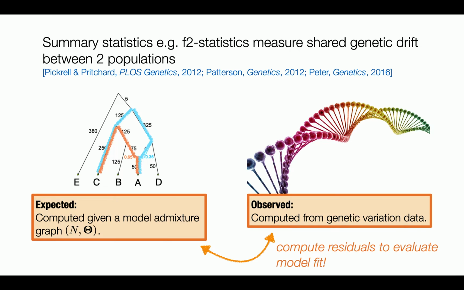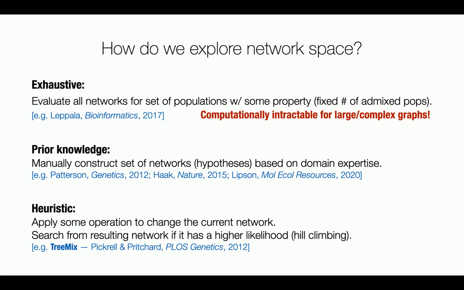Methods that use summary statistics typically look at the residuals, that is, the difference between the observed and expected values, to evaluate model fit and compute an approximate likelihood function. Because we are using this faster approximate likelihood function, our main concern is the exploration of network space. Again, exhaustively evaluating all possible networks is computationally intractable for large or complex graphs. And in some cases, researchers will have prior knowledge which will enable them to manually construct a subset of networks or hypotheses that seem promising to evaluate.